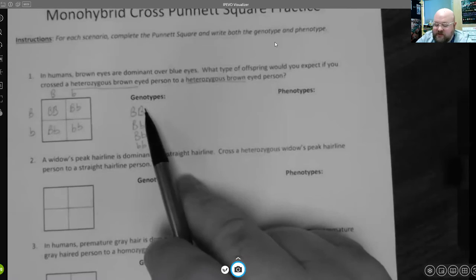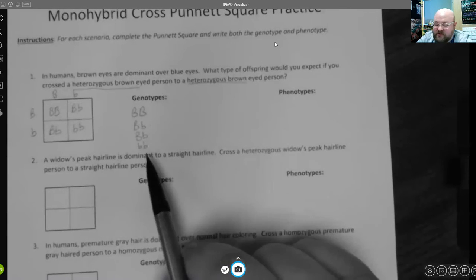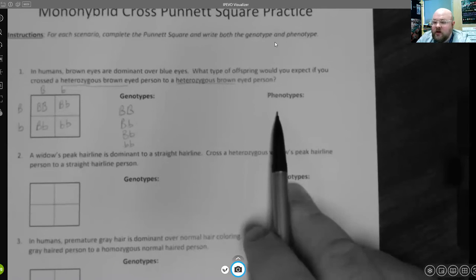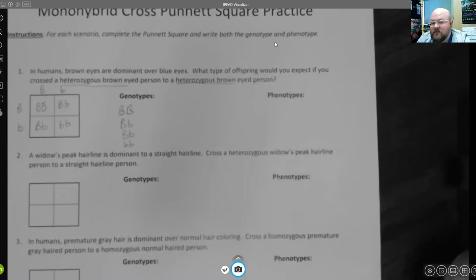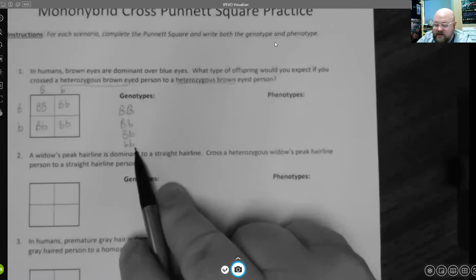But these are the genotypes. The genotypes are the letters, basically. What are the genes? These are the genotypes. Over here, for phenotypes, this is what are you going to see? You are going to either see the dominant or the recessive.